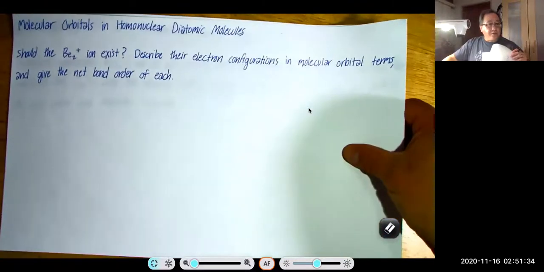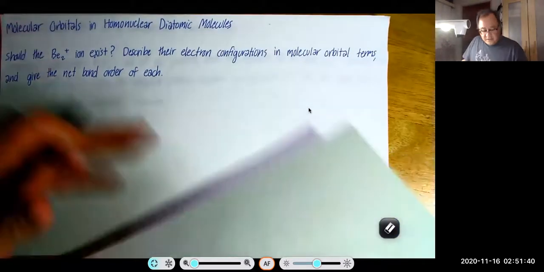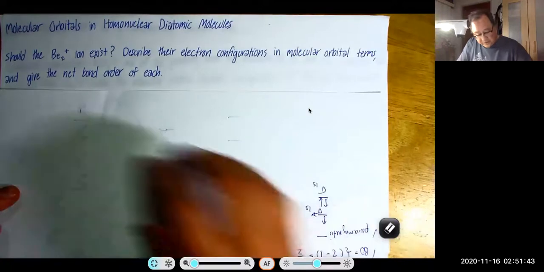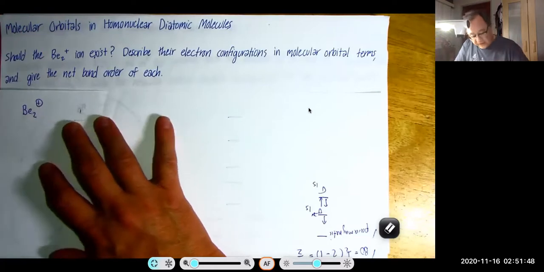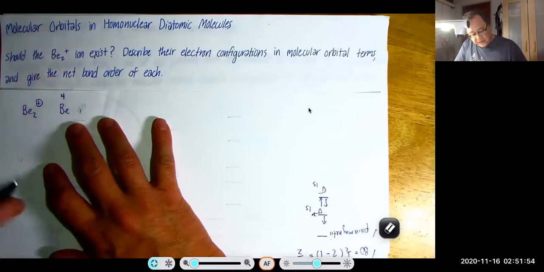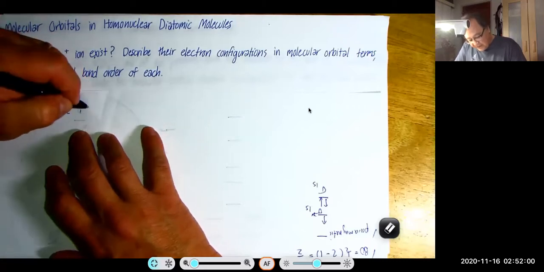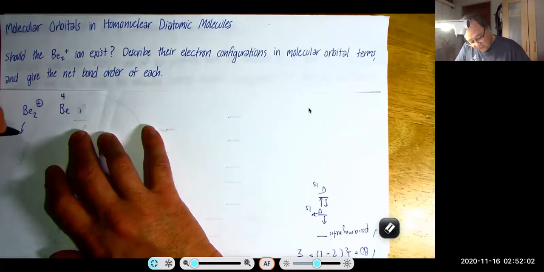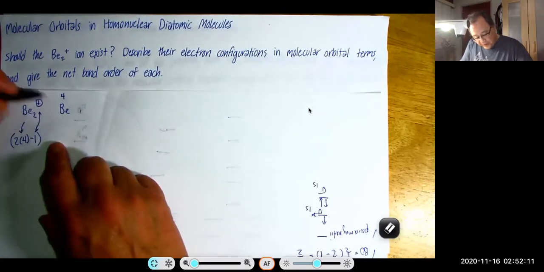All right. Now let's take a look at this problem. Molecular orbitals in homonuclear diatomic molecules. Should the beryllium 2+ ion exist? Well, for beryllium 2+, I'm going to go with all of the electrons. Beryllium is in group 2A, but it's got an atomic number of 4. So for this guy, you're going to have 2 times 4 minus 1 electron. You have to subtract 1 electron for the charge. So you're going to have 7 electrons.